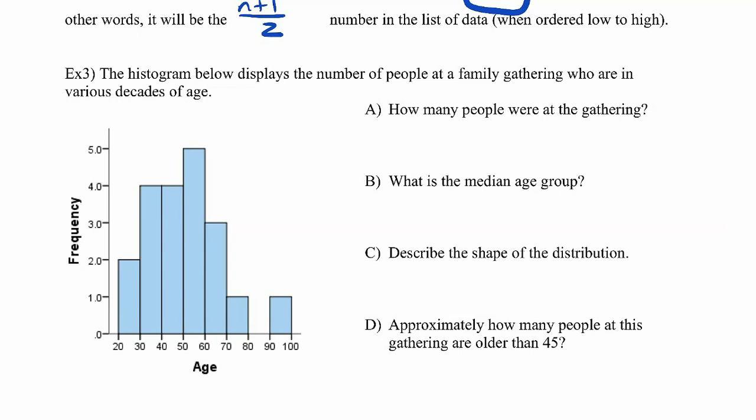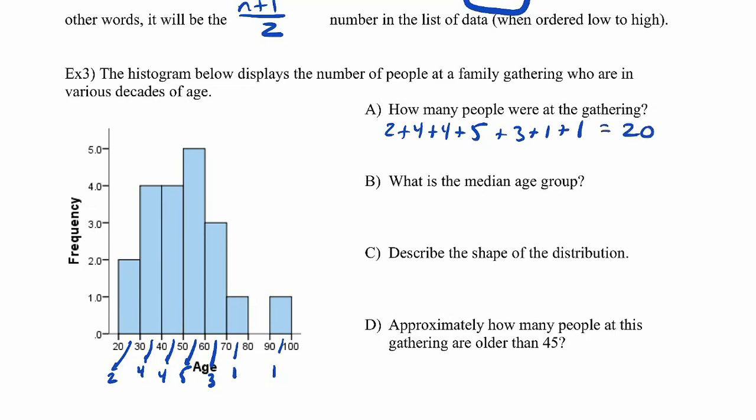There were 2 people in their 20s, 4 people in their 30s, 4 people in their 40s. It looks like 5 in their 50s, 3 in their 60s, 1 in their 70s, nobody in their 80s, and then 1 person in their 90s as well. So for the total number of people, let's add those frequencies up. We get exactly 20, if I've added correctly. So 20 people in this group.